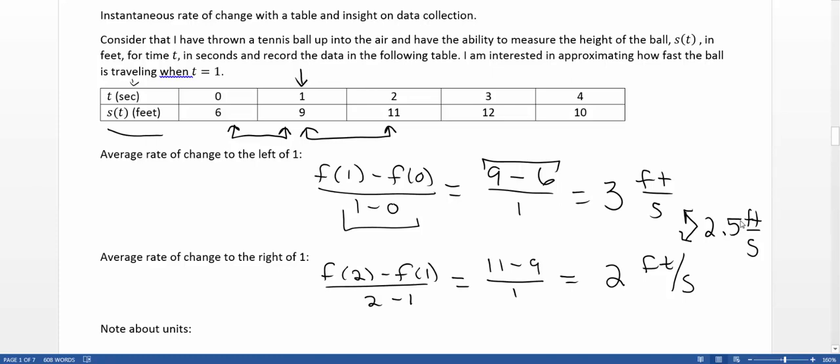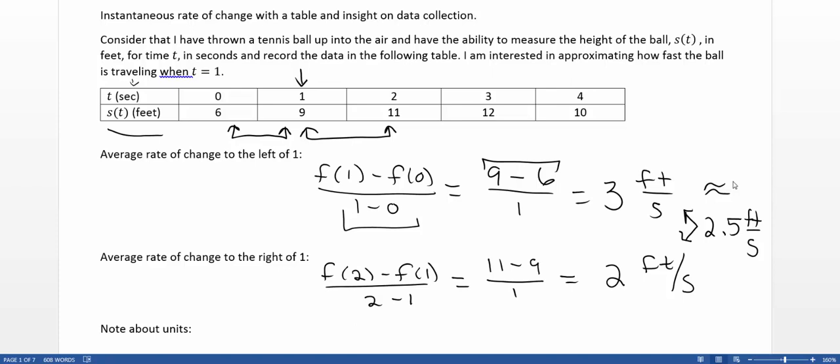This isn't an exact. So when I write about this and I talk about the instantaneous rate of change, I'm going to be using the approximation symbol. But it is a fairly good guess because I know I have to be between 3 and 2, and there's not too much variability between there.